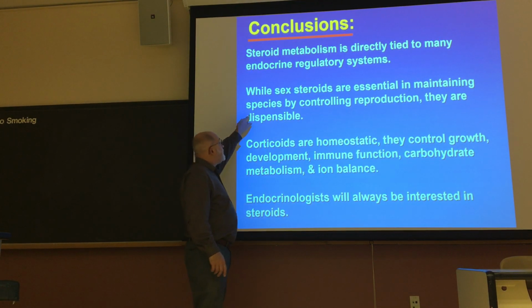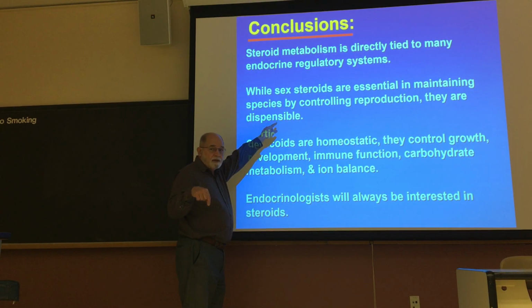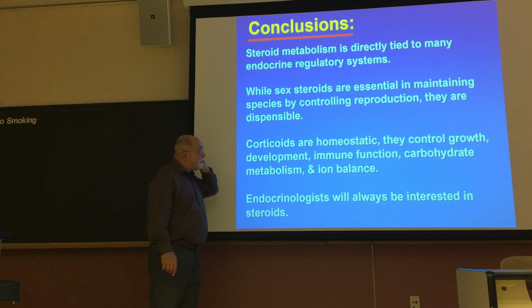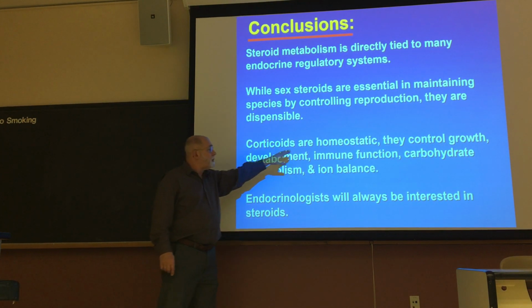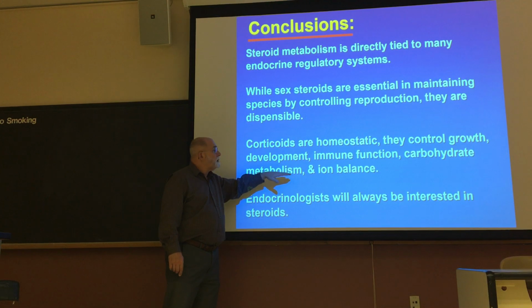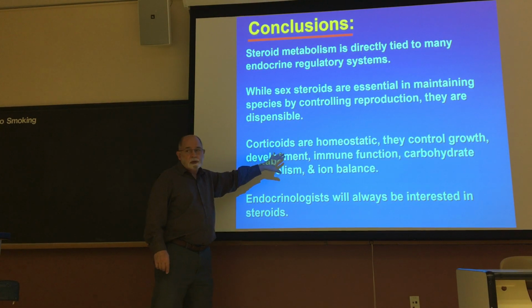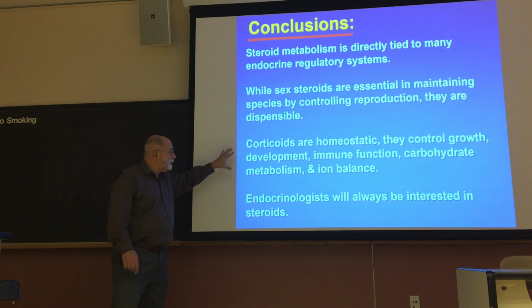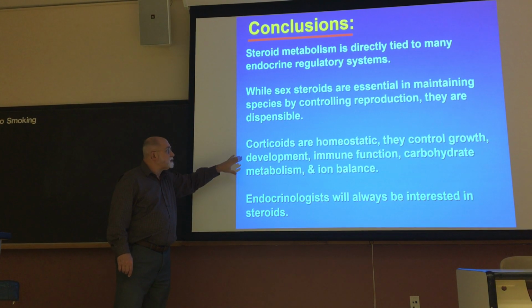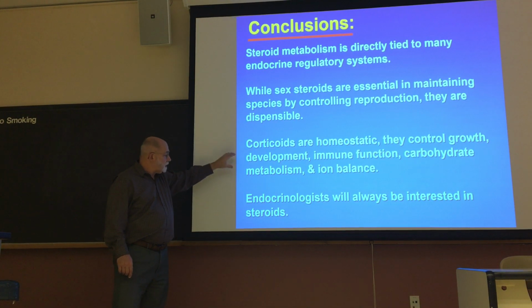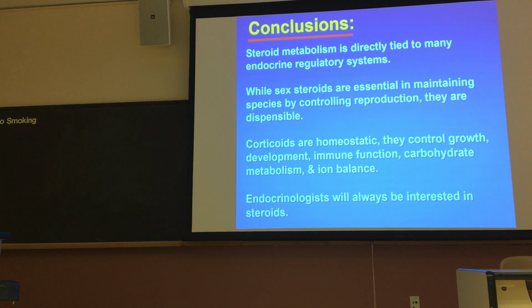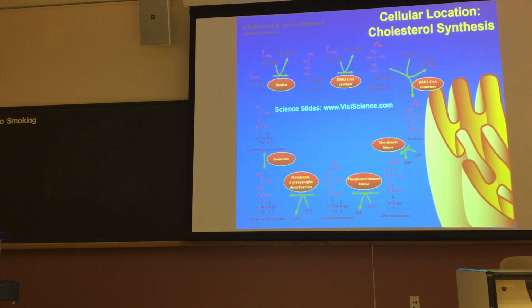Sex steroids are essential to maintaining the species, but for individuals, they're dispensable. Glucocorticoids and mineralocorticoids, on the other hand, are homeostatic and are absolutely essential for maintaining individual growth and development. And therefore, because they support life, they also support the population as well. Endocrinologists will always be interested in steroids, so are a lot of other people. I think that does it for that.